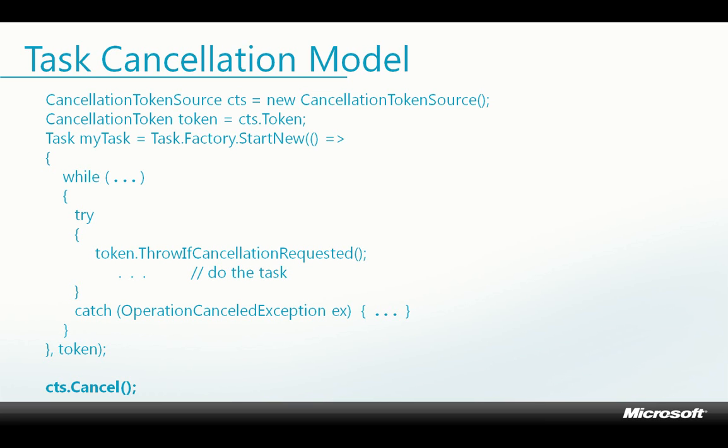Now, calling that cancel method doesn't actually directly cancel the task. It just lets the task know that a cancellation has been requested. The task itself has to actually check regularly to see if that cancellation has been requested, and that's why that token throw if cancellation requested method is there. You've got to provide that inside the task. So it's sort of a cooperative effort. The task has to keep checking to see if cancellation has been requested. And then if so, of course, stop itself, and do whatever it needs to by catching that exception.